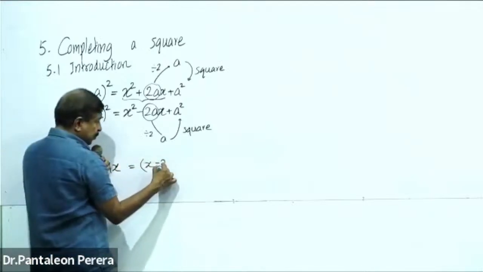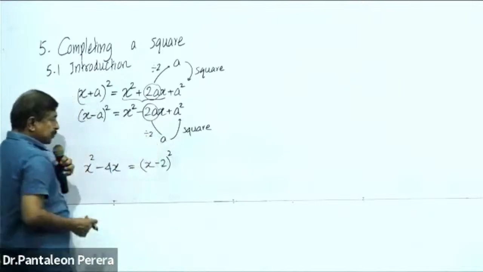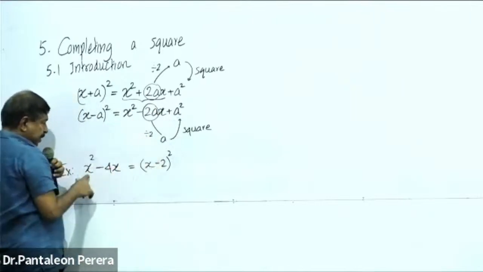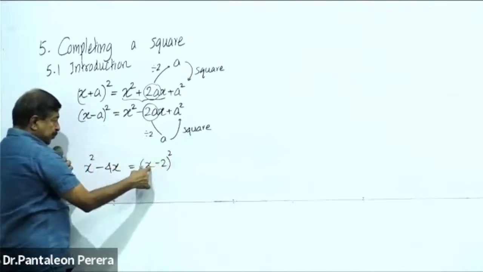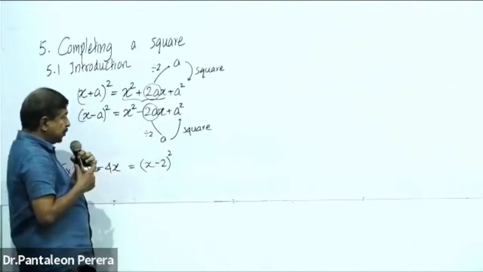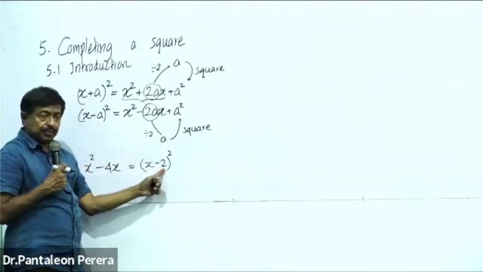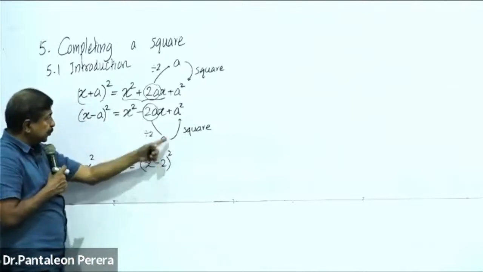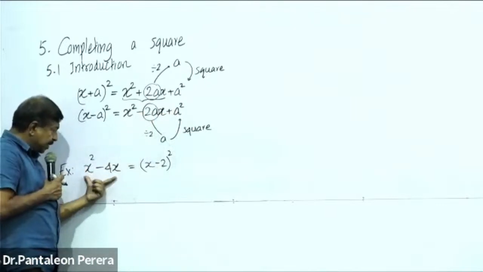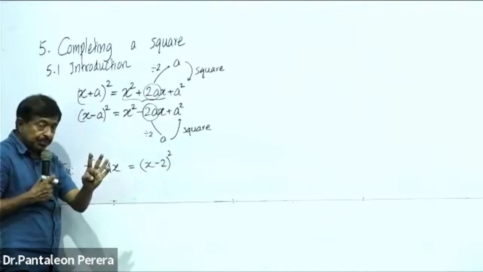It will be minus 2. Raise it to its square. Now you know that there are three terms. x squared will give you this. You have minus 2x, sorry, minus 4x. That is this. And you have plus 4, this side, I mean, minus 2 squared, this guy. Now that is not there. I mean, on the left-hand side, you don't have plus 4.